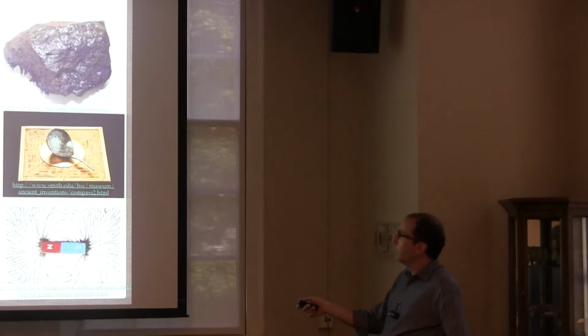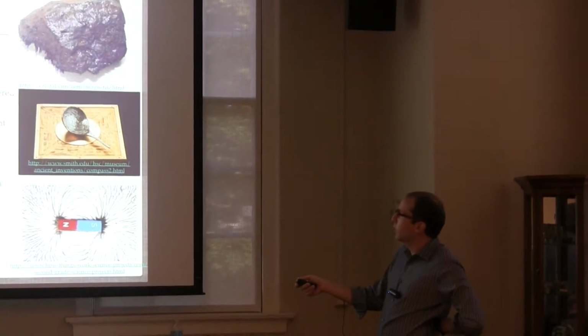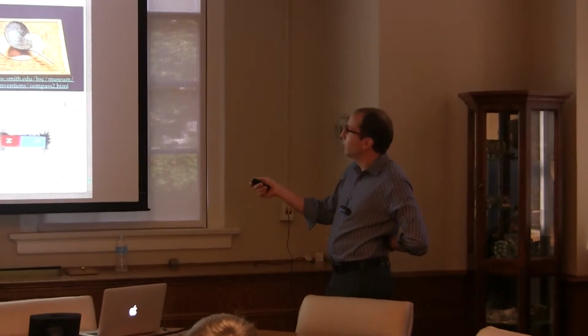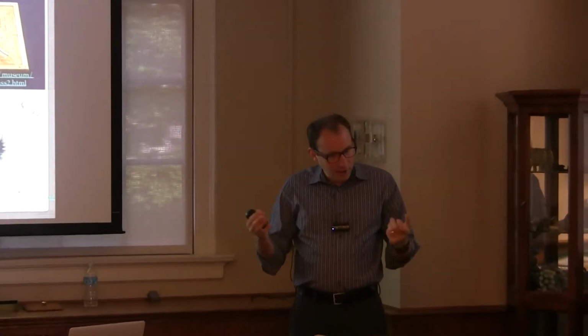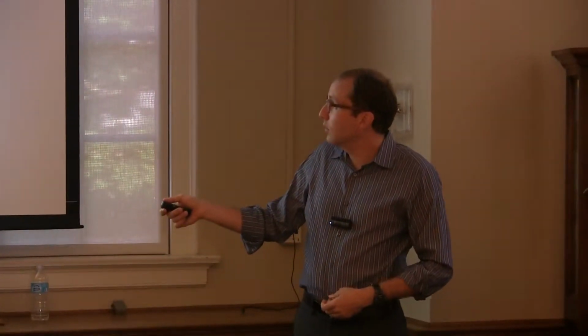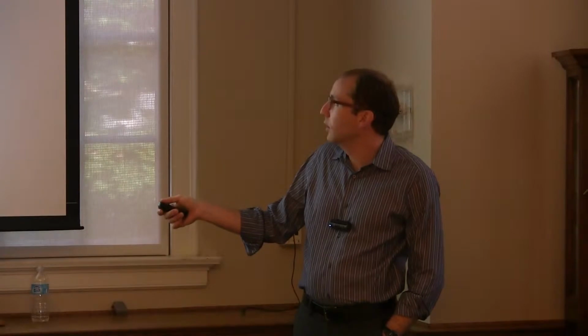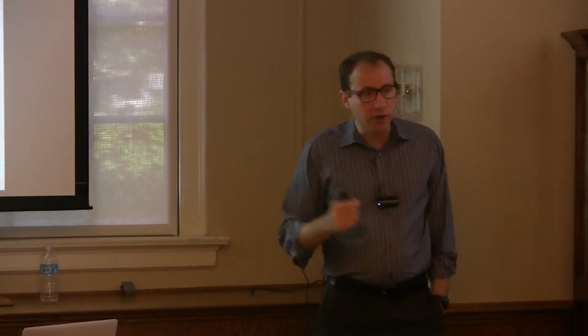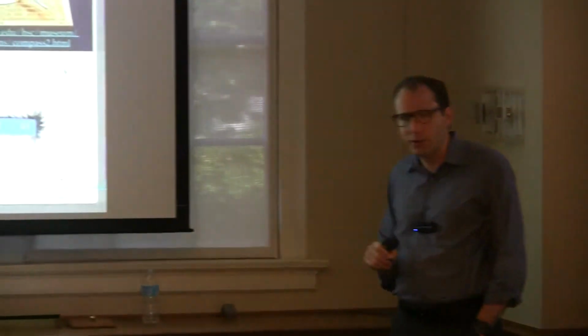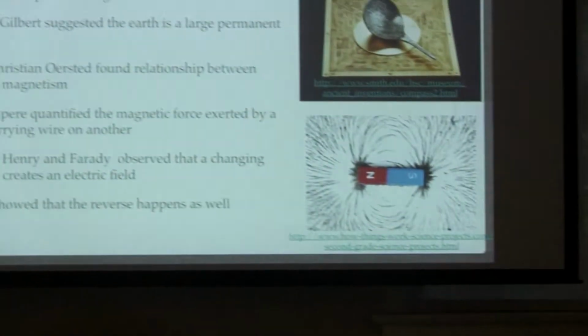Then we go to 1269, where someone was able to map out fields. We've all done this as kids, where you put the iron filings on a magnet and you can map out the field. That was done in 1269. And then Gilbert suggested the Earth is actually a permanent magnet. We're going to talk in a second about the Earth's magnetic field, and that's actually very fascinating.